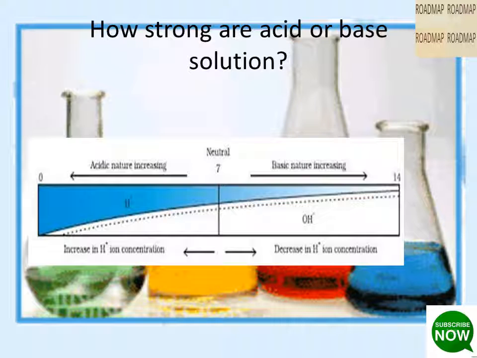So paper impregnated with the universal indicator is used for measuring pH. From the figure you can see that from 0 to 7 acidic nature is increasing, with increase in H plus ion concentration, and basic nature is increasing from 7 to 14, with decrease in H plus ion concentration, and 7 is where it is neutral. So this is how we can make out how strong the acids or bases in the solutions are.